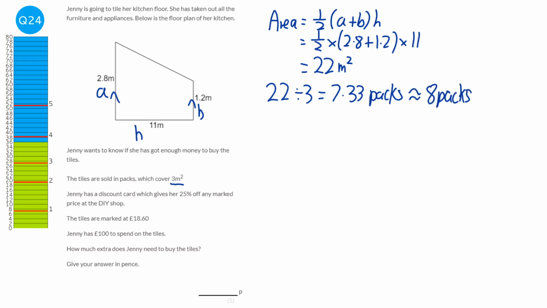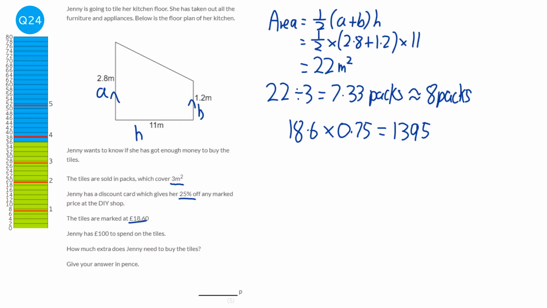Okay, the next thing we look at is the fact that Jenny has a 25% discount. So we need to find out what 25% discount would do to the £18.60 for the pack of tiles. And so what we're going to do is get the £18.60 and times it by 0.75. So we're just going to find 3/4 of it because she has a 25% discount, and that would be 1,395. So the tiles are going to cost £13.95.